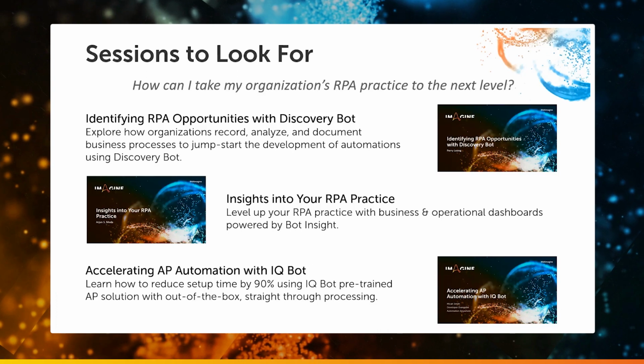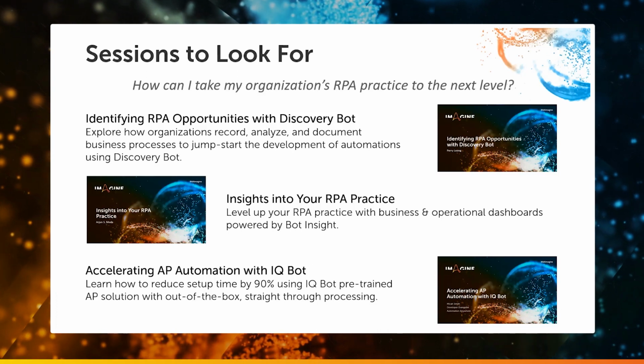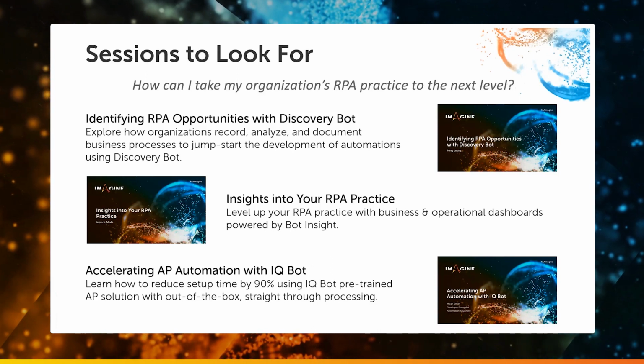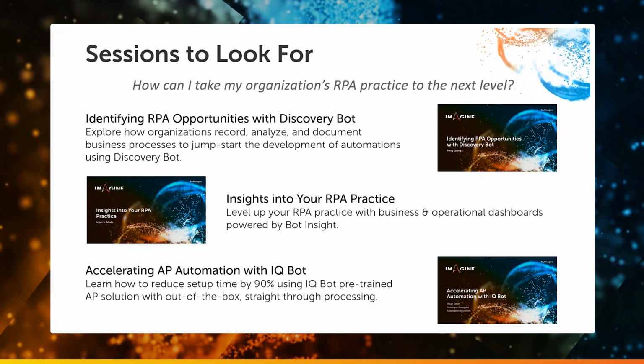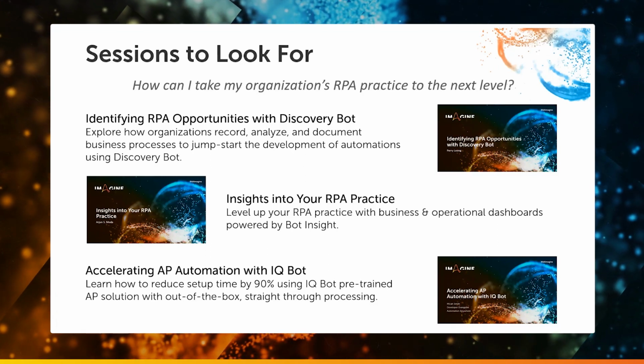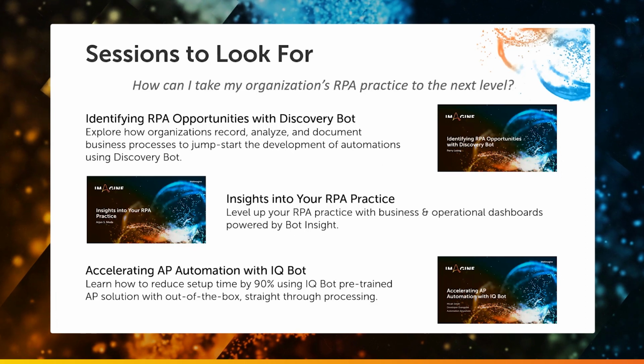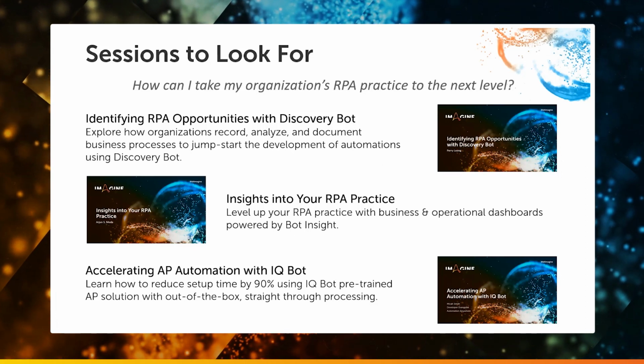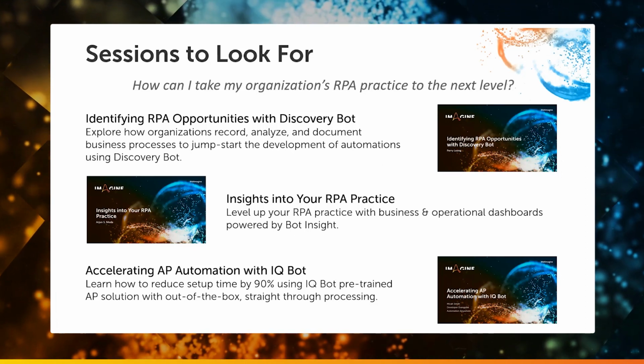The last session I would recommend is accelerating AP automation with IQBot. Auto extraction is a new capability from Automation Anywhere, which leverages an AI model for out-of-box invoice processing. In this session, we're going to explore exactly how to use that, how to set that up, and we'll look at an example of its use and talk about some of the pros and cons.